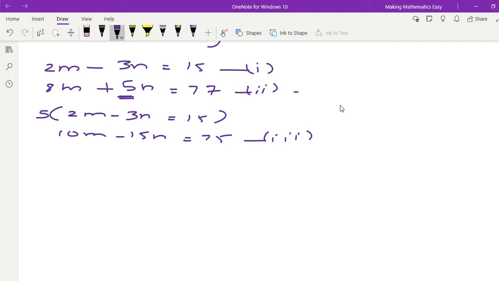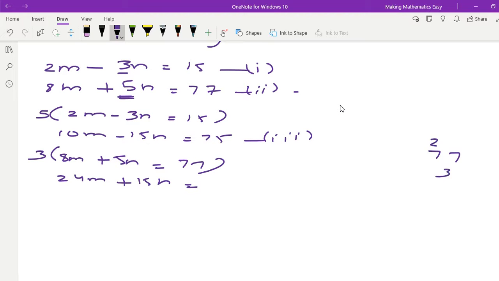Now what we'll have to do with equation number 2 is to multiply equation number 2 by 3, which is the coefficient of n in the first equation. So this will be 8 threes are 24m, 5 threes are 15n, and 77 into 3.